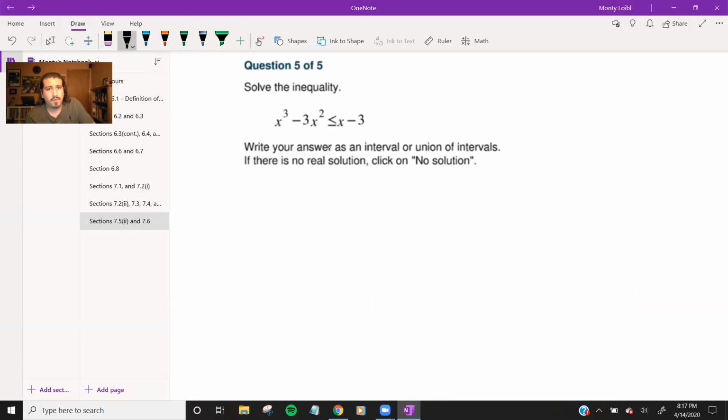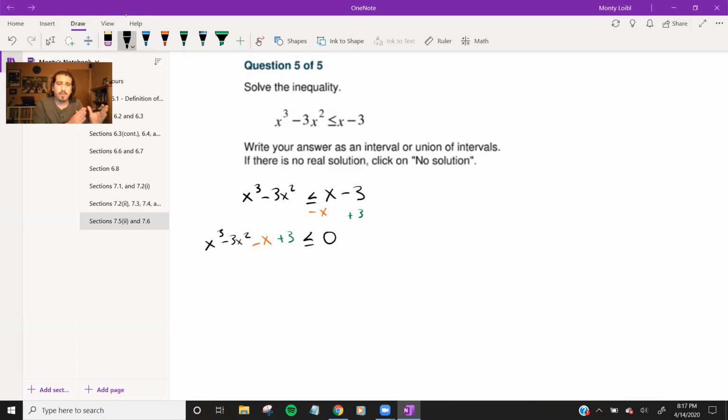Okay, for here, start with this. Right? How would we do something like this? Well, let's try getting everything to one side. Right? So that means subtract x and 3. We've got x cubed minus 3x squared is going to be less than x plus 3, and that's going to be less than or equal to 0, right?